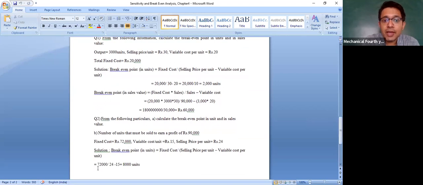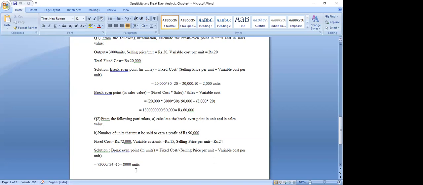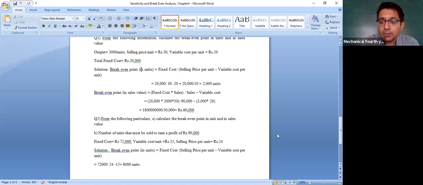See, fixed cost was given as rupees 72,000 by contribution per unit. What is contribution per unit? This is selling price per unit minus variable cost per unit. Selling price per unit was 24 and variable cost per unit was rupees 15. So contribution per unit is 9, 24 minus 15. So 72,000 by 9 is 8,000 units. Is it clear till here? Naseeb, have you understood? Rishabh, did you get it? That's good. Now find out the break-even point in sales value.